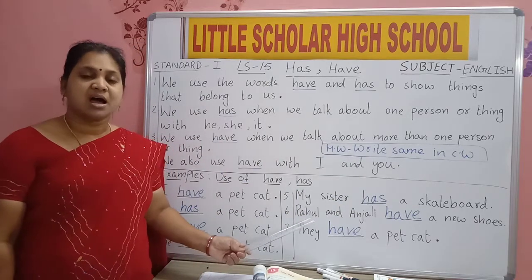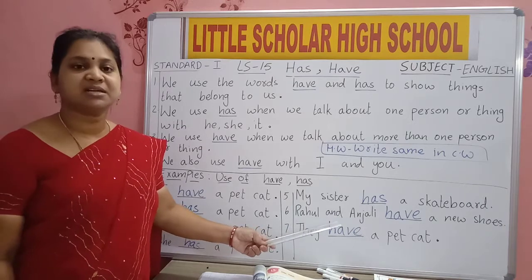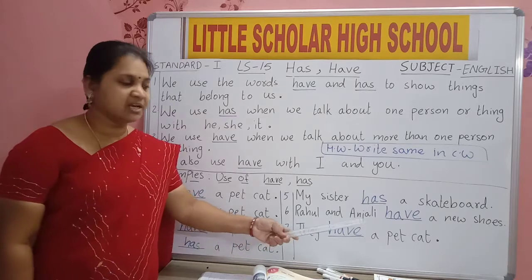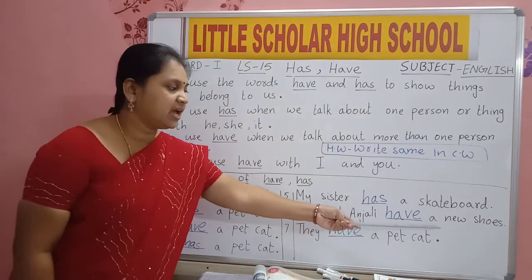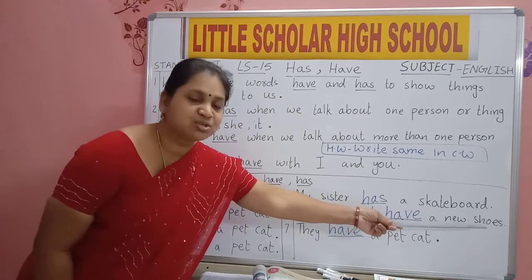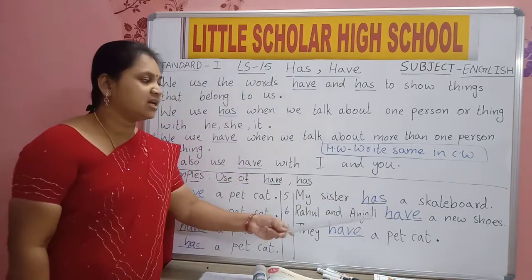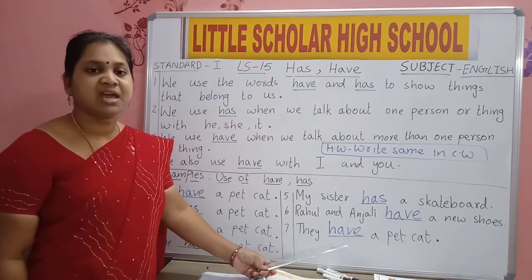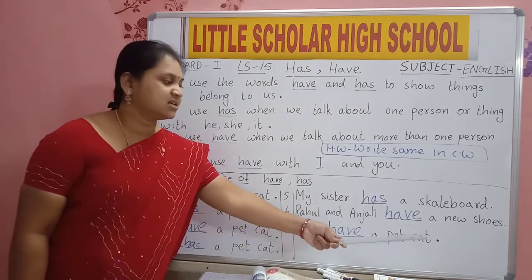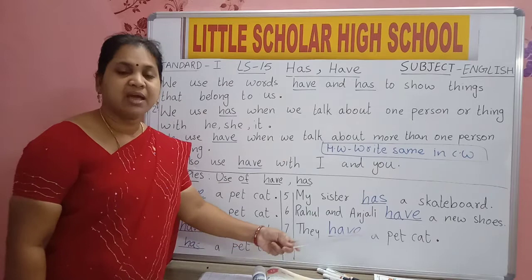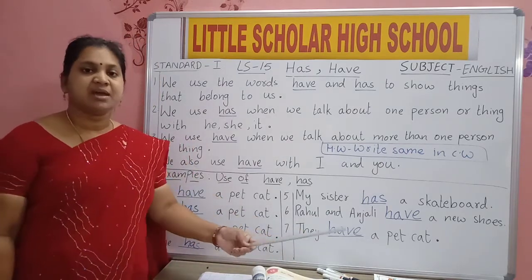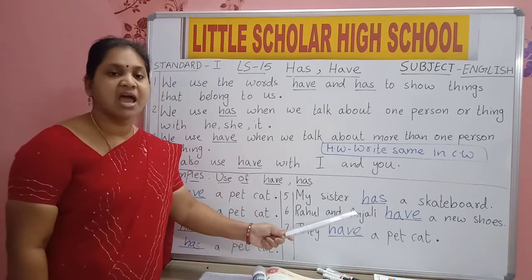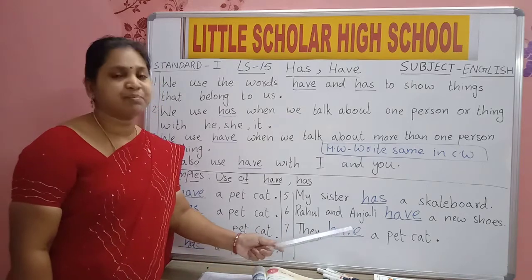R-A-H-U-L, Rahul. A-N-D, and. A-N-J-A-L-I, Anjali. Rahul and Anjali, H-A-V-E, have. A new, N-E-W, new. S-H-O-E-S, shoes. Rahul and Anjali have a new shoes. T-H-E-Y, they. H-A-V-E, have. A. P-E-T, pet. C-A-T, cat. They have a pet cat. My sister has a skateboard. Rahul and Anjali have a new shoes. They have a pet cat.